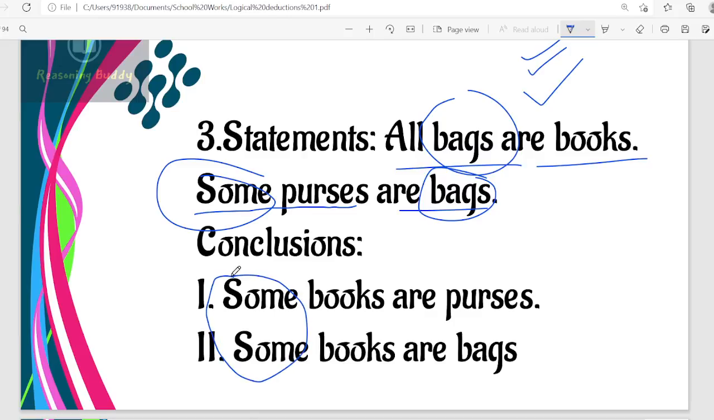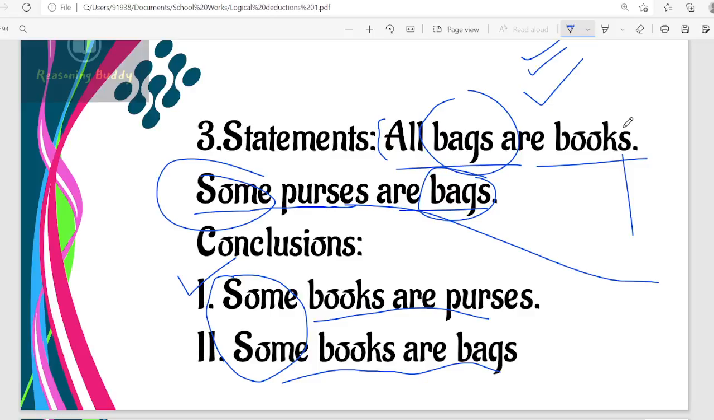Next go for rule 7, that is non-distributed terms. So here books is non-distributed and purses is non-distributed. So books and purses are there in conclusion. It is right, and check conclusion 2 also. Books and bags. Are books and bags in the same statement? Yes. Books and bags are in statement 1 only. So it might be possible. So this is also correct.